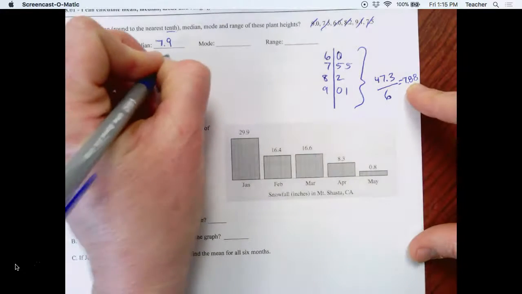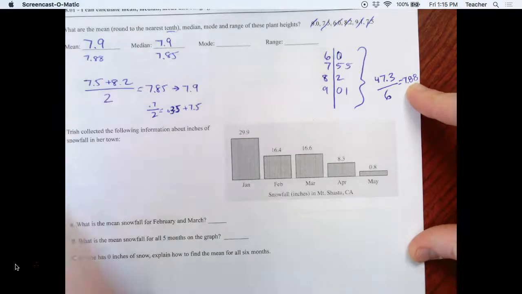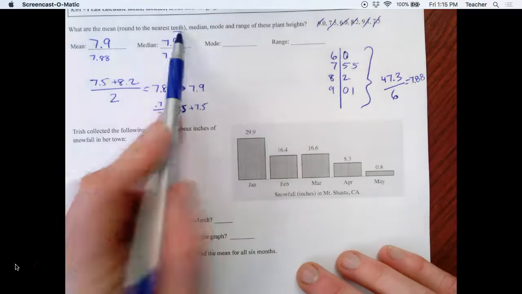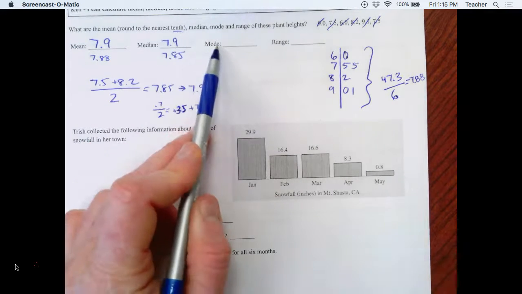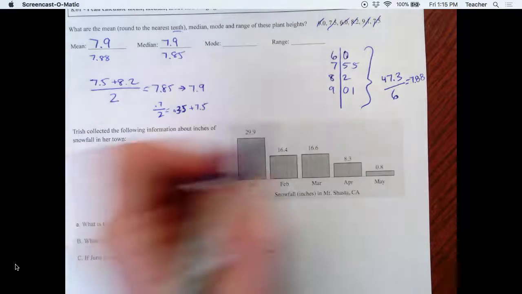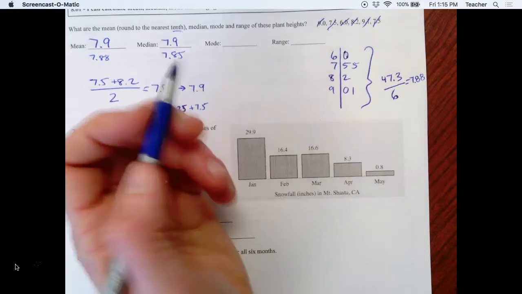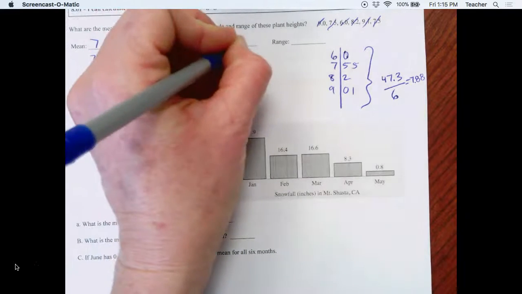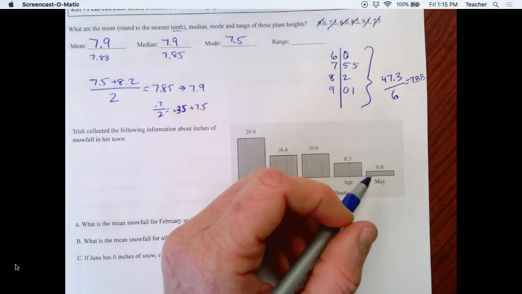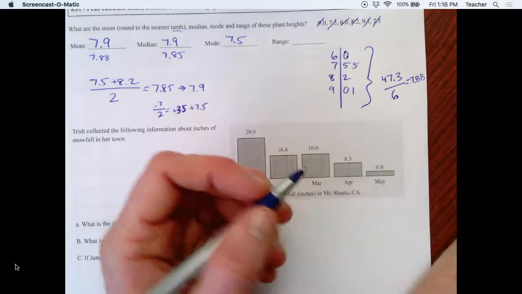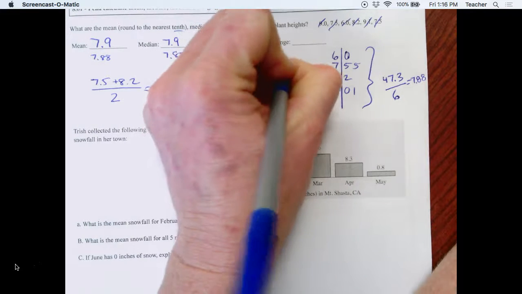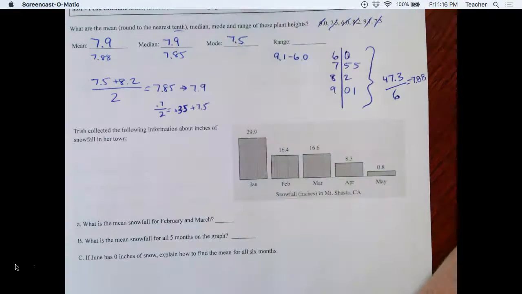Honestly, I would have accepted 7.85 and 7.88 if you had left it that way, but read the directions, round to the nearest tenth. The mode is the number that occurs the most, which is the only one that gets repeated, is 7.5. And the range is the difference between the highest number and the lowest number. So we need to take 9.1 and subtract 6.0. So that range is 3.1.